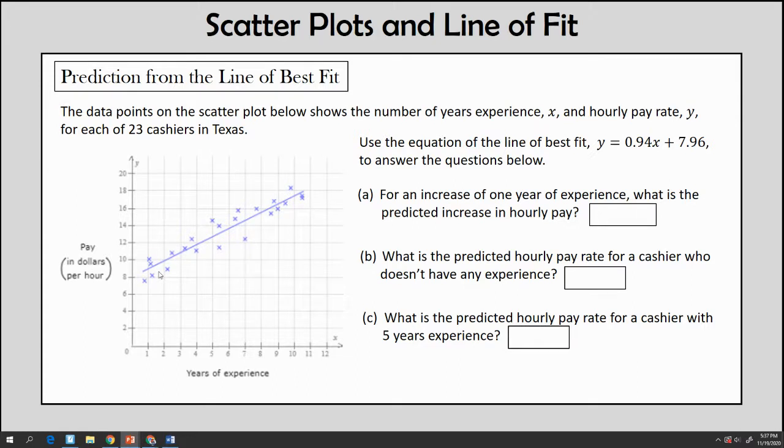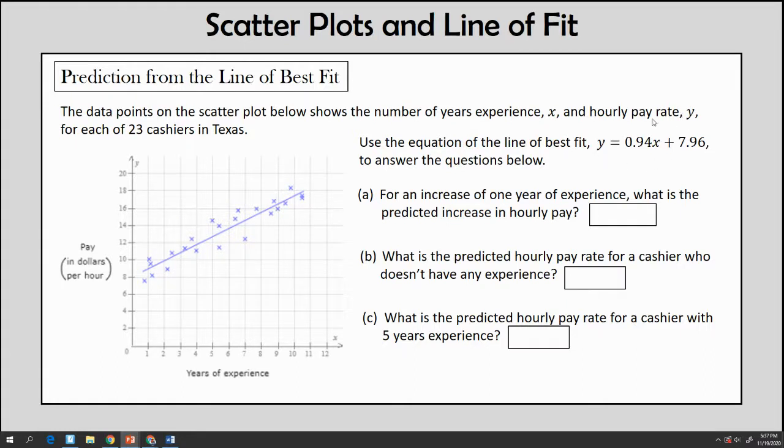Okay. We've got 23 different X's up here, and they have already generated this line for us. And they told us what the equation is. So this line is this equation. Use this equation, y equals 0.94x plus 7.96, to answer the questions below. A: for an increase of 1 year in experience, what is the predicted increase in hourly pay?